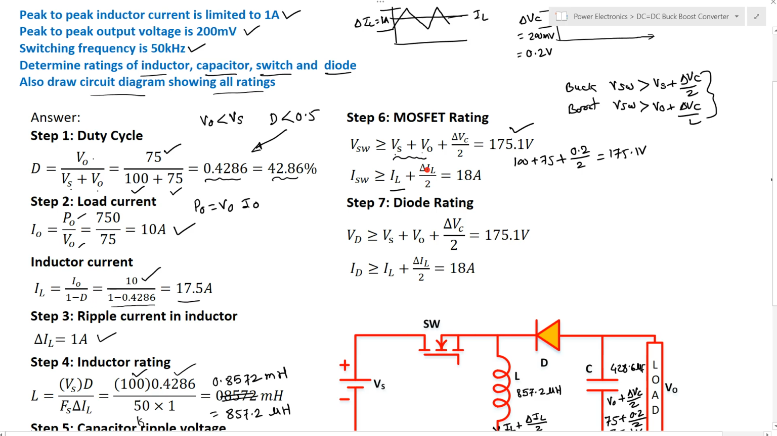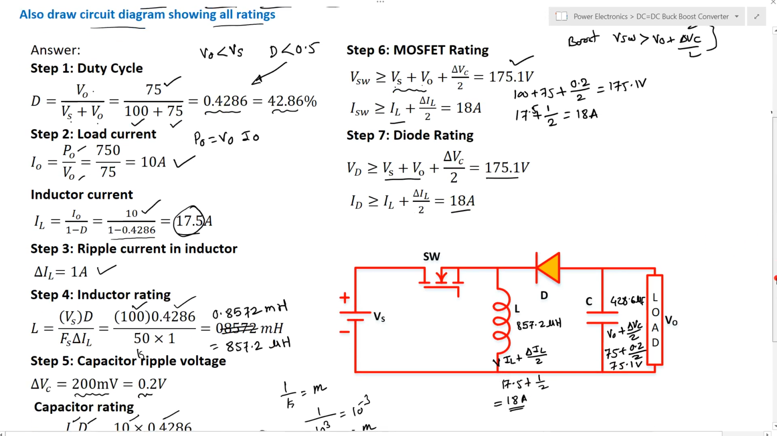How to calculate the current through the switch? The current through the switch is equal to IL plus delta IL by 2. So the IL value is 17.5 ampere, delta IL is 1 ampere, so 1 by 2, 17.5 plus 0.5 comes to 18 ampere. Now similarly, the diode also has a rating of Vs plus V0 plus delta Vc by 2. So the diode should be selected such that its voltage rating is greater than 175.1 volt and its current rating is greater than 18 ampere. This is the requirement for the diode.